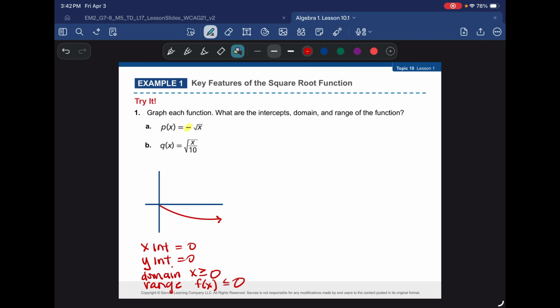All right, let's look at part B. What would the graph look like now? As we look at the input, what is happening? We are dividing the input by 10. So we are making the input smaller. That means we're taking the square root of a smaller number.